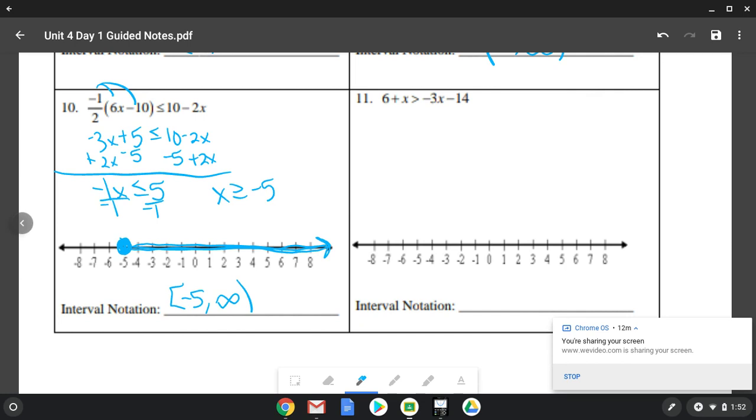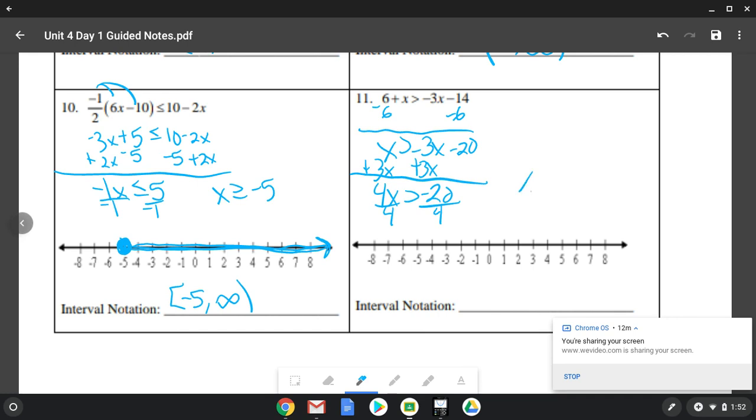And my last one, all the numbers I'm going to move to the right, like usual. All the variables I'm going to move to the left. That way we're not flipping anything in the very end. We divide by 4 to get the variable by itself. So we get x is greater than negative 5. We don't flip the sign because we didn't divide by a negative. The negative was on top.